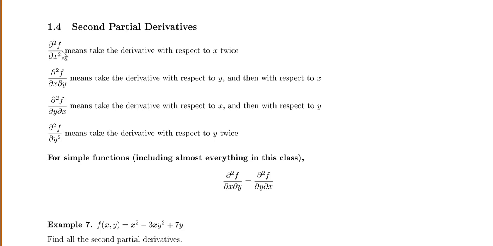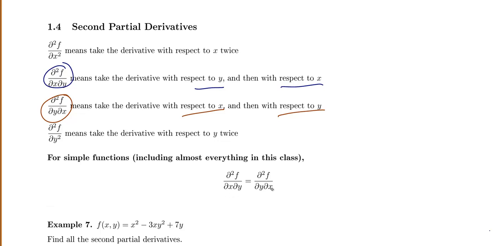Okay. So this is the partial with respect to x twice. So it means we're going to take the derivative with respect to x twice. This one, when we do the partial of x, partial of y, you actually always work inside out on these ones. So we're actually going to take the derivative with respect to y first, and then we'll take the derivative again with respect to x. Similarly, this next one, we work inside out, so we'll take the derivative with respect to x first, and then with y. And finally, if we have the y2, that just means take the derivative with respect to y twice.